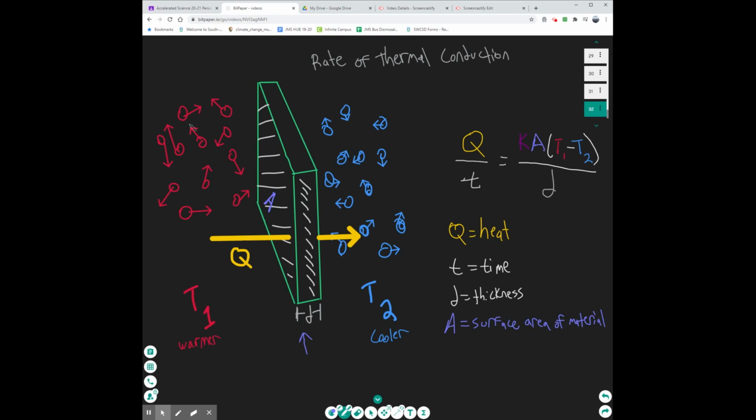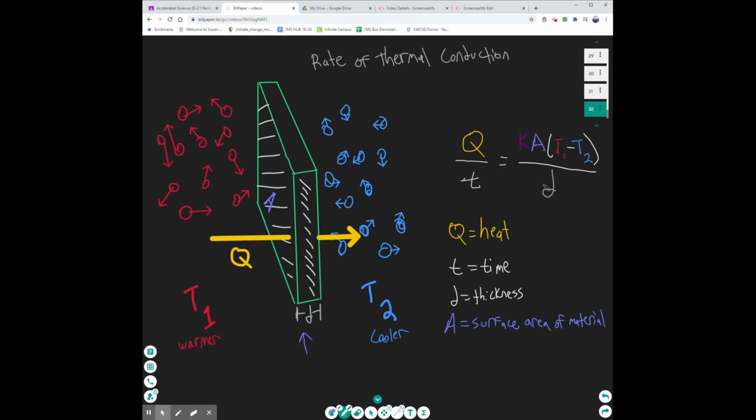Okay. So the more of this material that's exposed to the left side, to the warmer temperature, right, to T1, the more of it that's going to start receiving that energy and then start transferring that energy through to the right side. So if you have a larger area, right, then your heat transfer is going to go a lot faster. If you have a smaller area, your heat transfer is not going to go as fast, right?